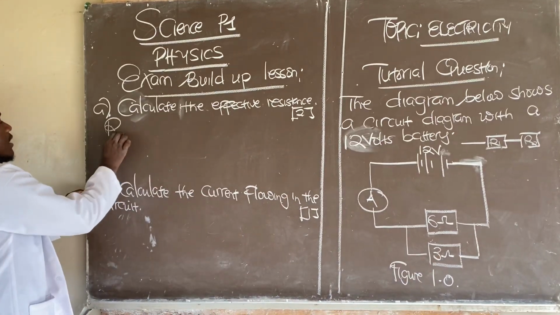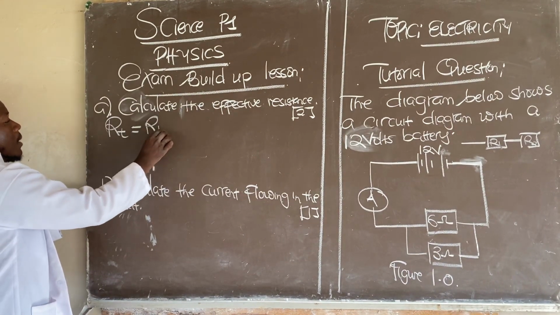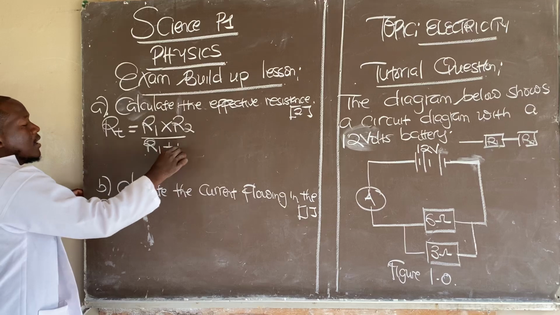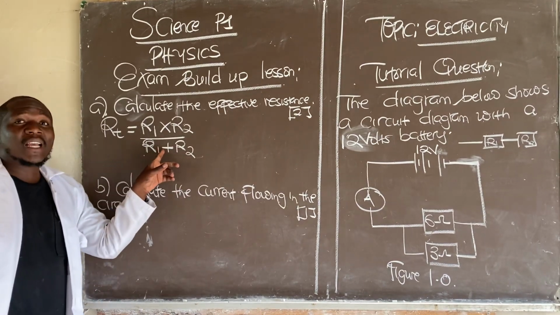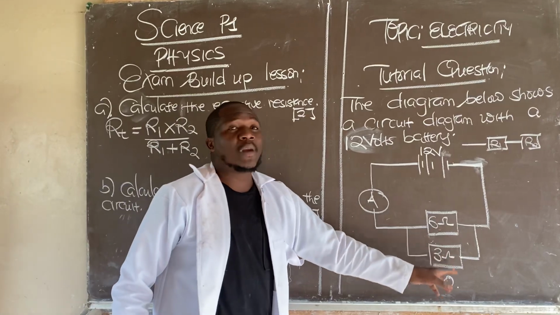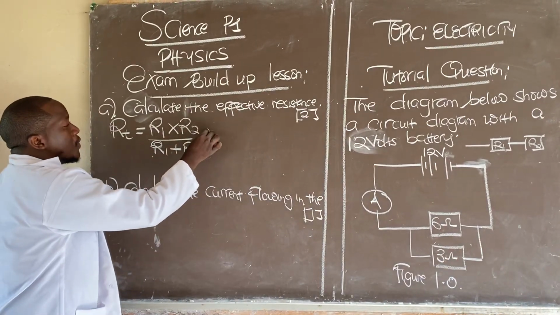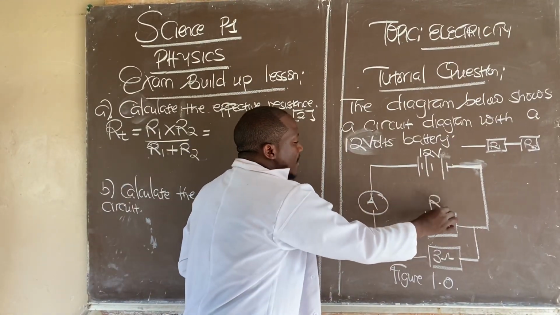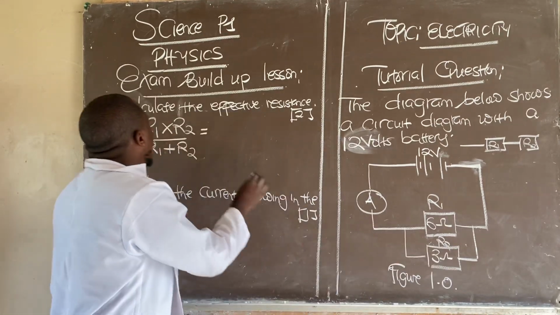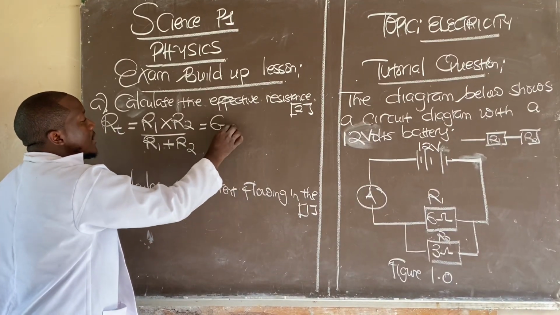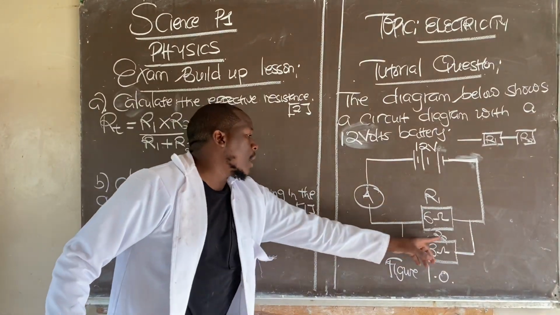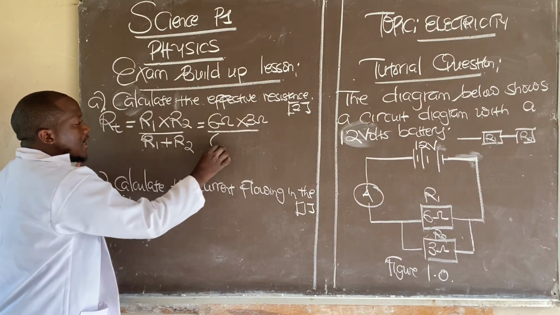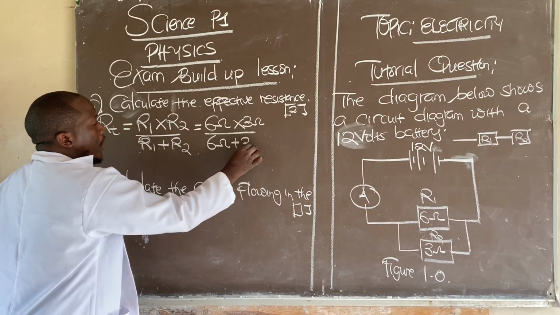So we're now going to say the effective resistance is R1 multiplied by R2, everything over R1 plus R2. This formula is only applicable if the resistors are connected in parallel. So we're now going to substitute. For R1, we can name any of the resistors. Let's say this becomes R1, then this one becomes R2. Where it says R1, we replace 6 ohm, multiplied by, where it says R2, 3 ohms, everything over 6 ohm plus 3 ohm.